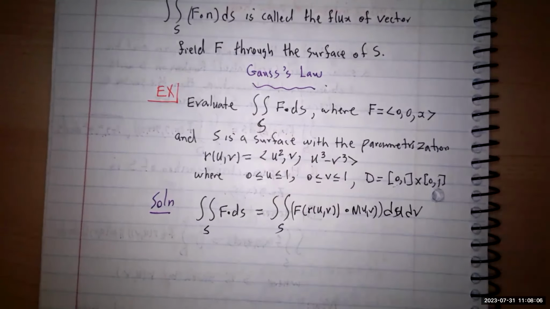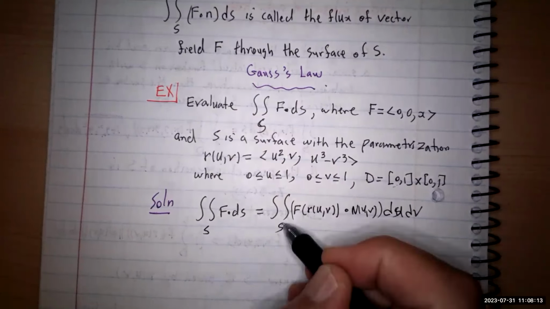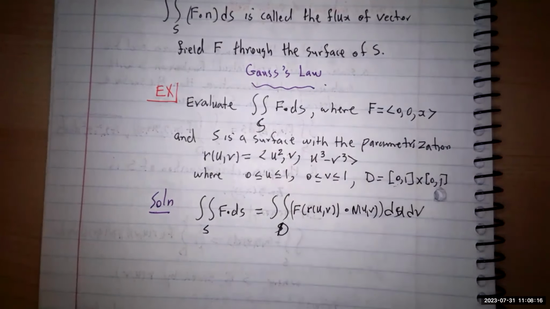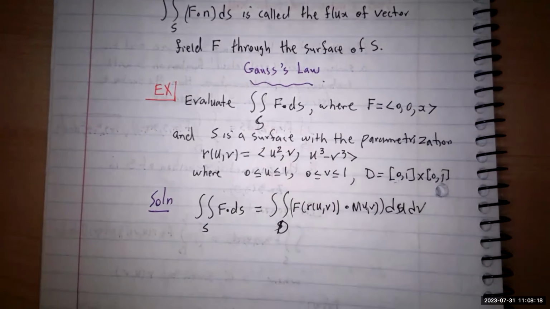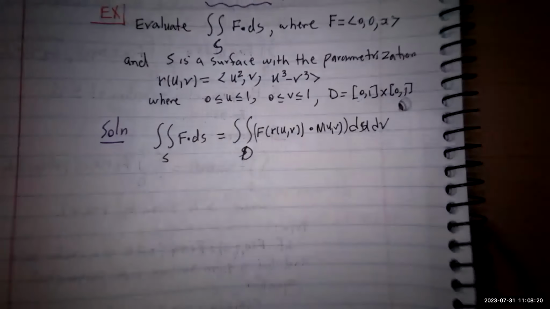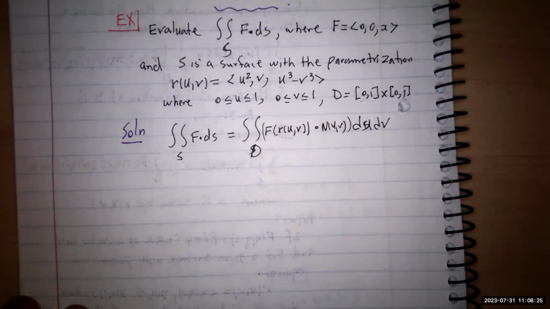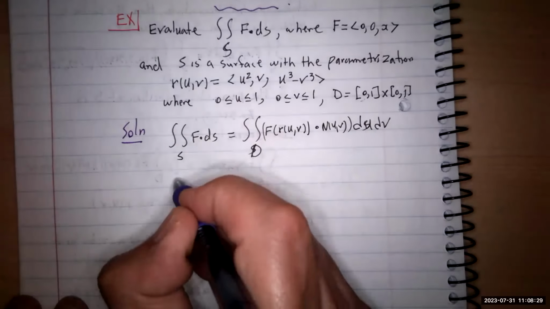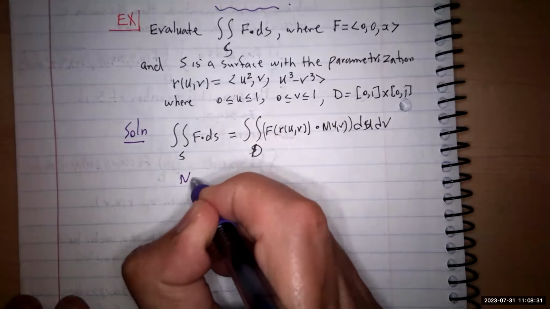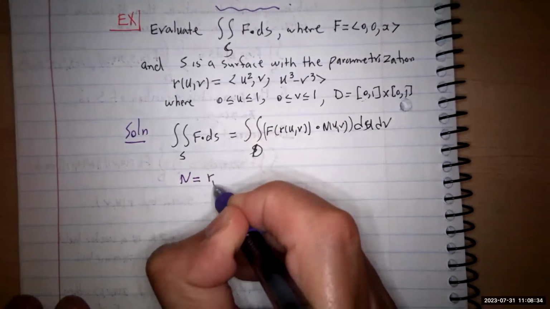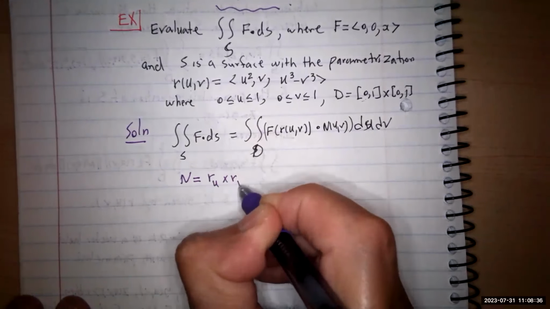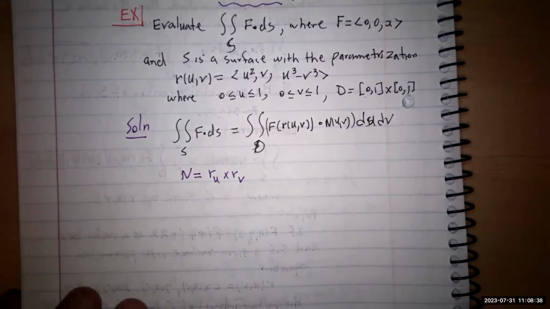When we change it, if you write du dv, you have to write the domain D, since you change it to a double integral. So you have to prepare. Preparation is, of course, the normal vector first. So n, the normal vector, is going to be what? Remember, it's r_u cross r_v. You have to find it.